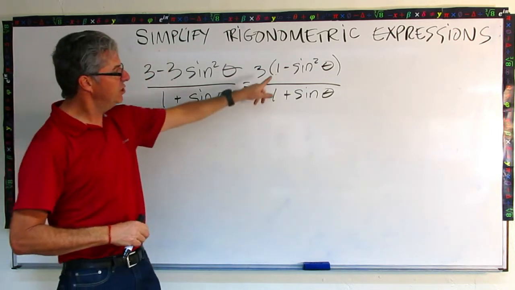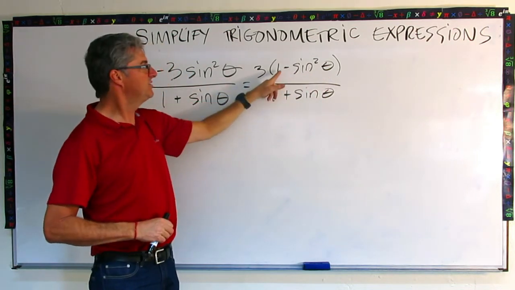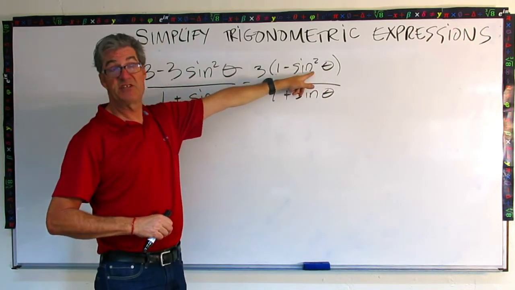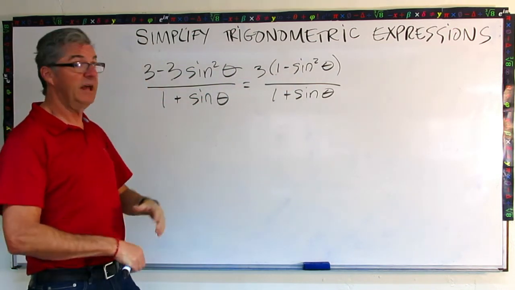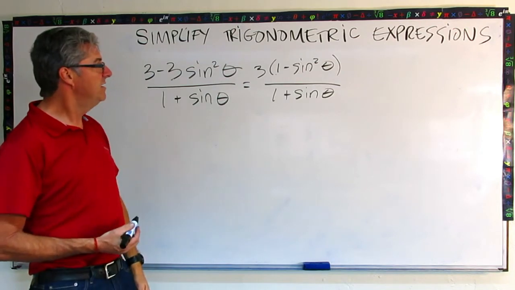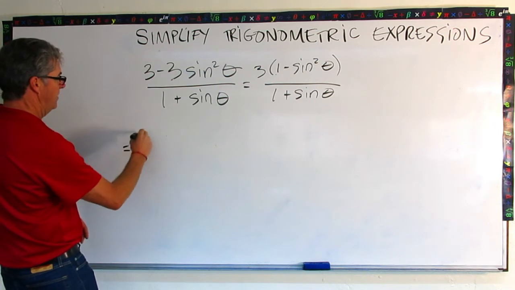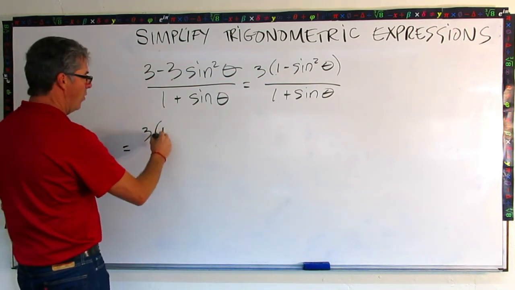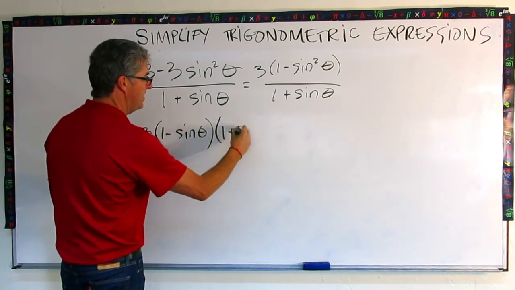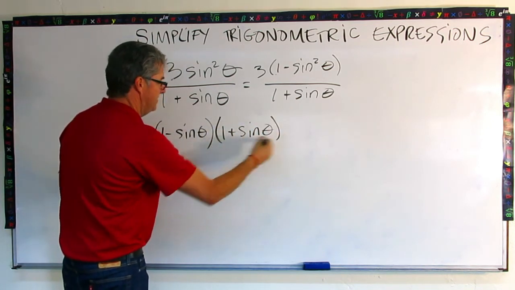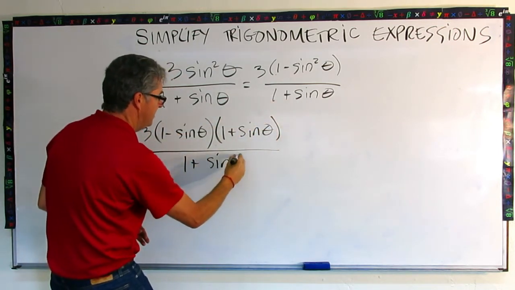However, if you look at this term here, this is another difference of squares. It's 1 squared minus sine squared theta. 1 and 1 squared are the same. So 1 is always a perfect square, and its square root is itself. Okay? So that's going to enable me to rewrite this expression as follows. 3 times 1 minus sine theta times 1 plus sine theta, all over, we're just going to bring that down, 1 plus sine theta.